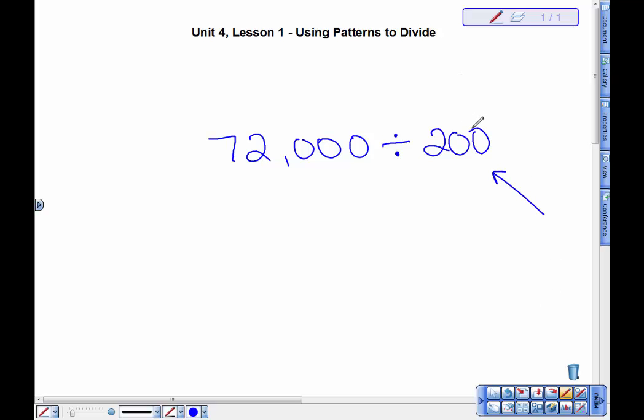So I'm going to cross off 2 zeros here and 2 zeros here, and now I have 720 divided by 2. I'm going to borrow this zero because there's not another zero over here to get rid of. I have 72 divided by 2, which equals 36. Put my zero back, and I get 360.